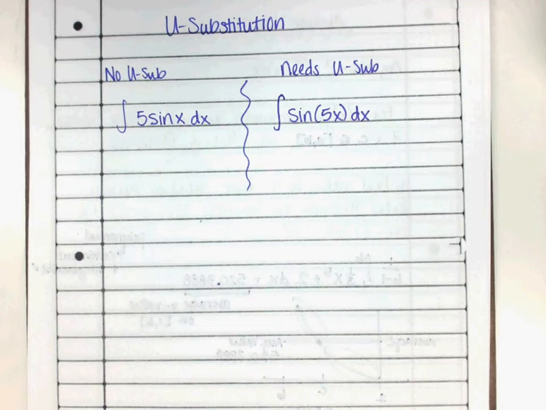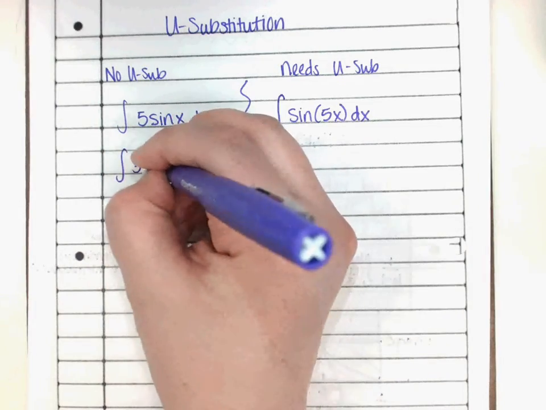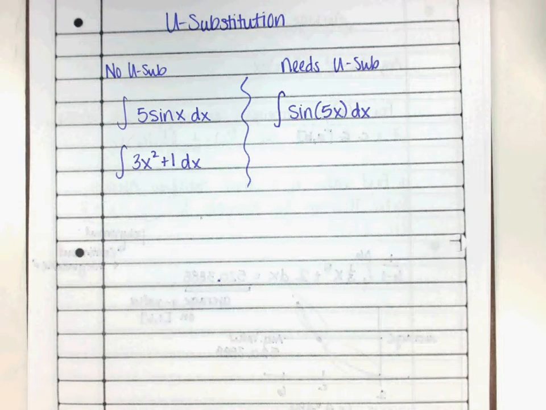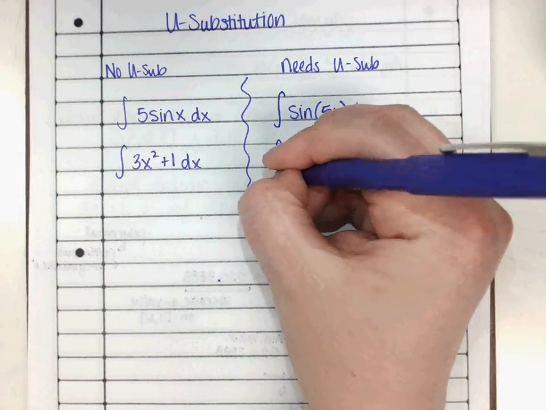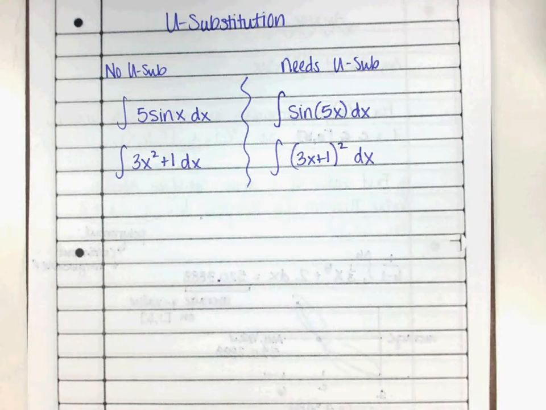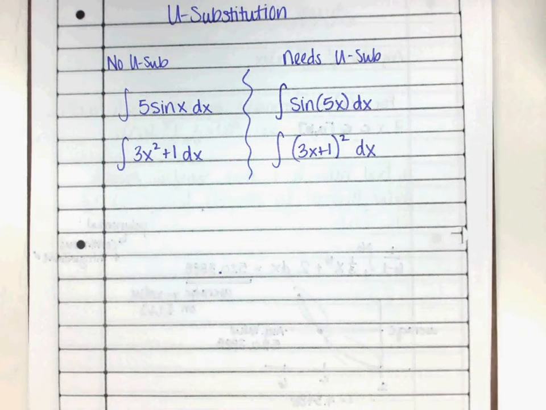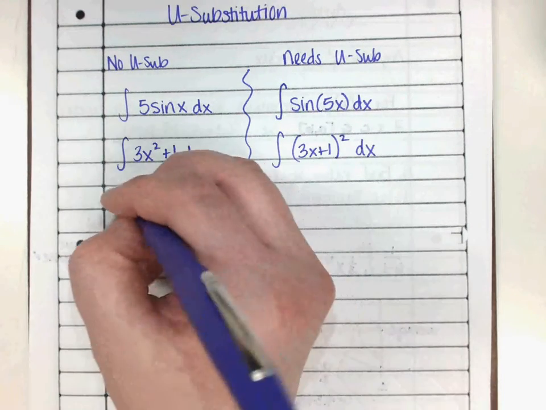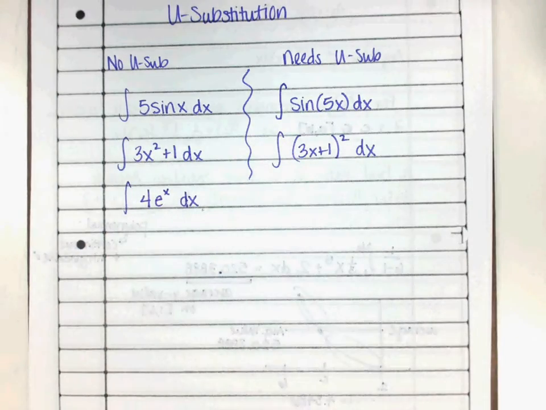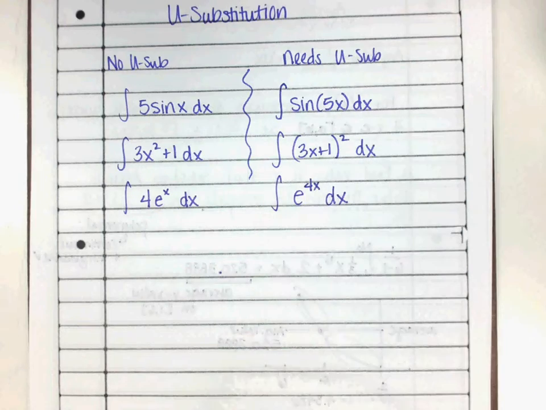Okay, I'm going to give you 2 more examples to look at. Next one. If I have 3x squared plus 1 dx, I do not need U sub. But if I have 3x plus 1 squared dx, I do need U sub. Okay? One more example left. If I have 4e to the x, I do not need U sub. But if I have e to the 4x, I do need U sub.